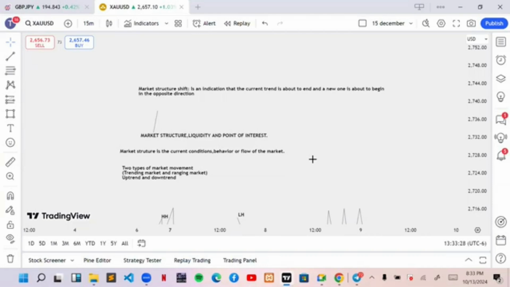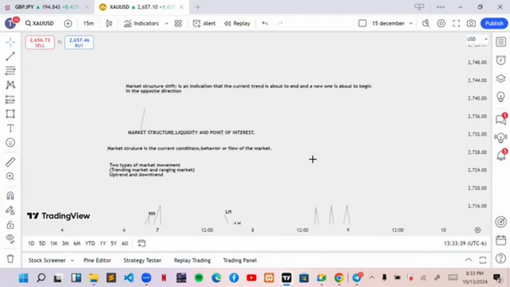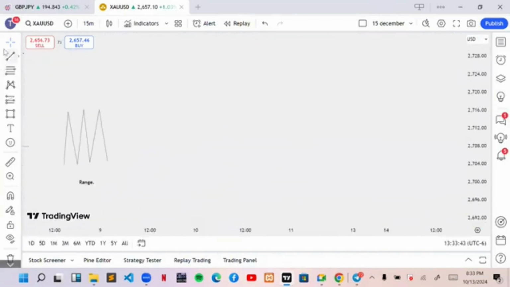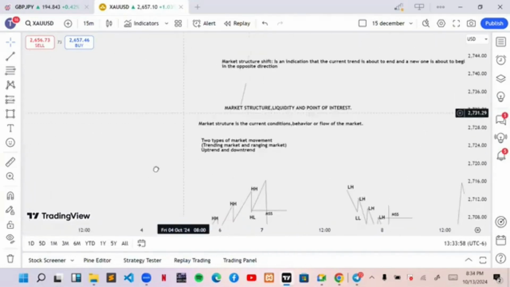So in a market structure shift, you're taking a trade in the opposite direction. But the difference between it and break of structure is that in a break of structure, you're still going to be taking a trade in the current direction that the market was trending in before. So this is what I mean now, an example of a break of structure. A break of structure is a scenario where the market breaks a particular key level in price while still remaining in its current trend. Let me just type it down.